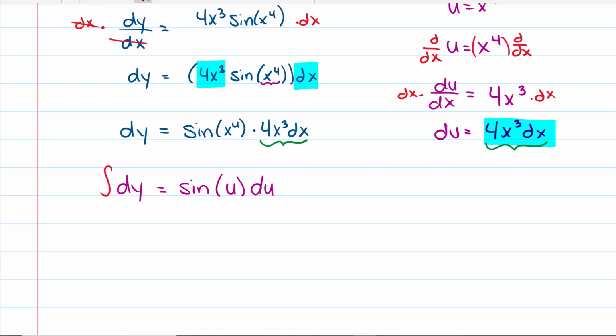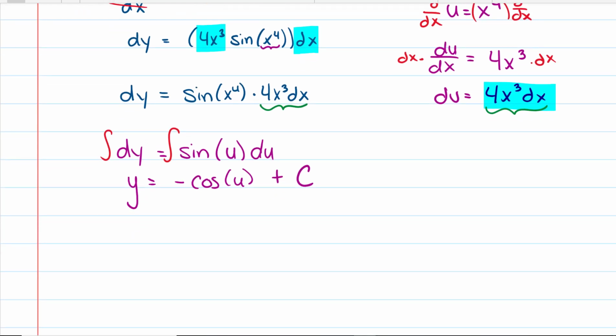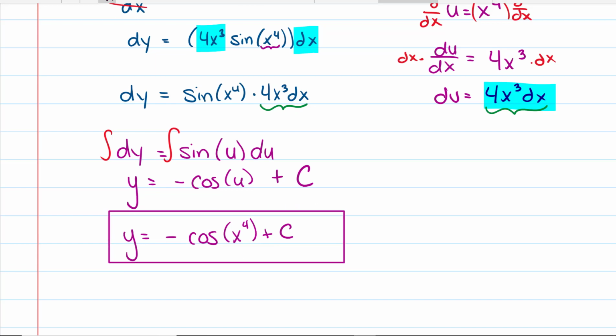So I integrate both sides, and the integral of dy is just equal to y, and the integral of sine u is negative cosine of u plus c, the constant. And now what you have to do is put it back in terms of the original variable. So y is equal to negative cosine x to the fourth plus c. And that's your final answer.